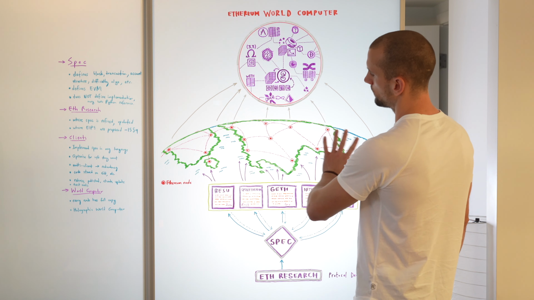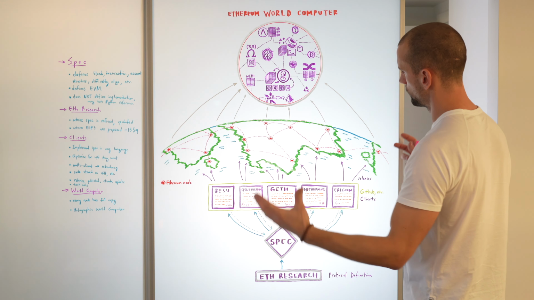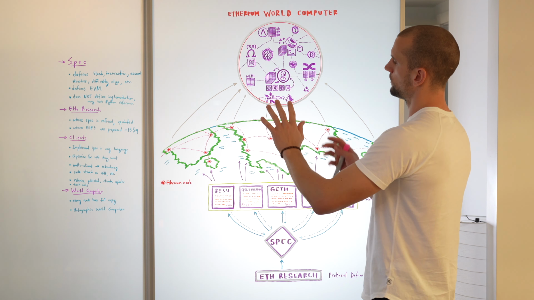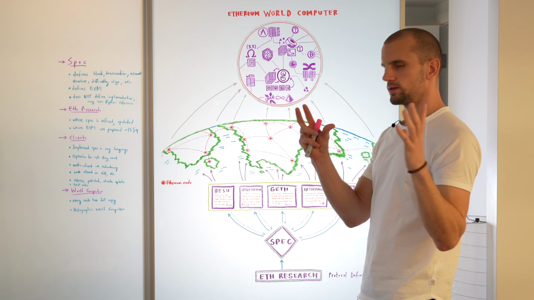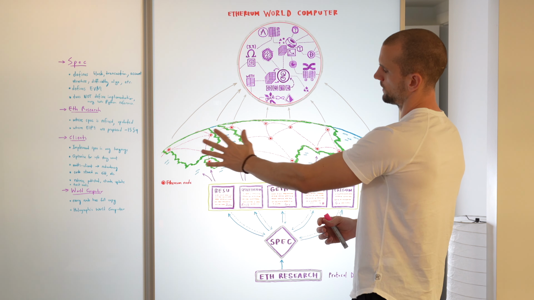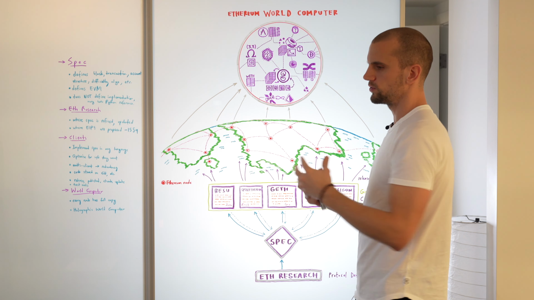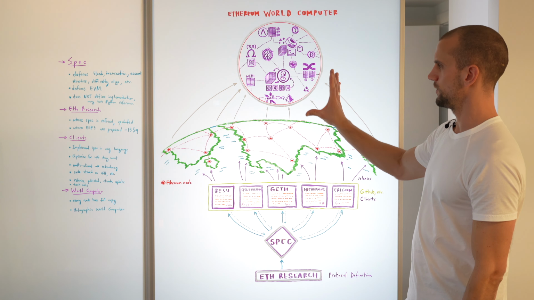But the result of having this wide diversity of nodes all over the world is you get this single kind of world computer, like a single computer, even though it's made of thousands or millions of underlying computers. It's this resulting holographic Ethereum world computer.